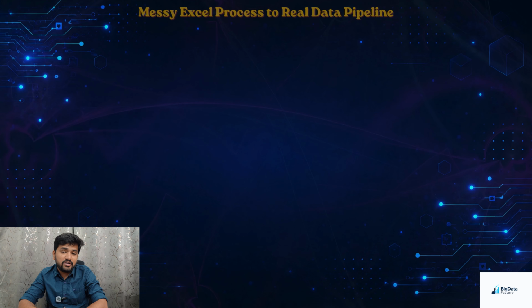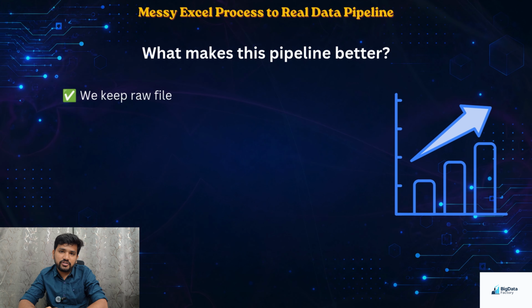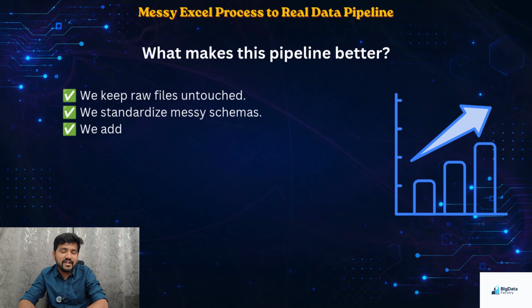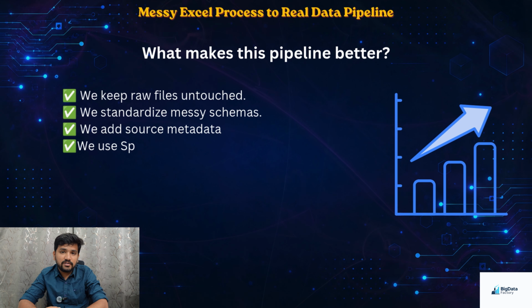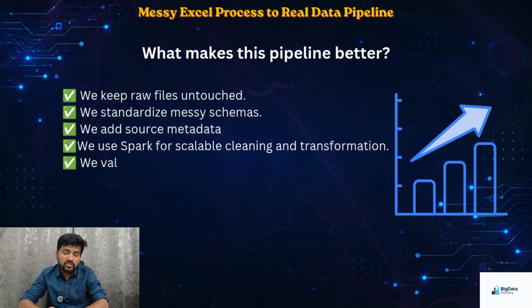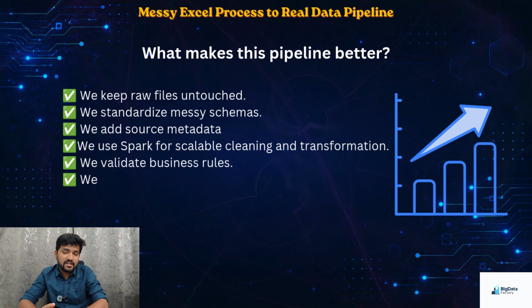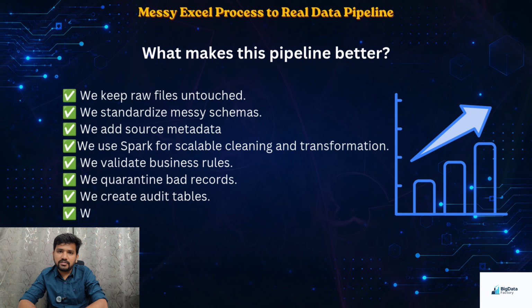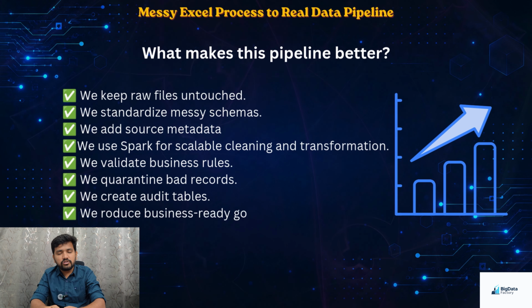So what makes this pipeline better than a basic tutorial? First, we keep all raw files untouched. Second, we standardize messy schemas. Third, we add source metadata. Fourth, we use Spark for scalable cleaning and transformation. Fifth, we validate business rules. Sixth, we quarantine bad records. Seventh, we create audit tables. And eighth, we produce business ready gold tables. This is what turns this from a simple script into a real data engineering project.